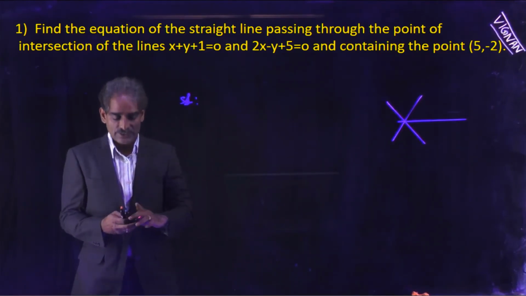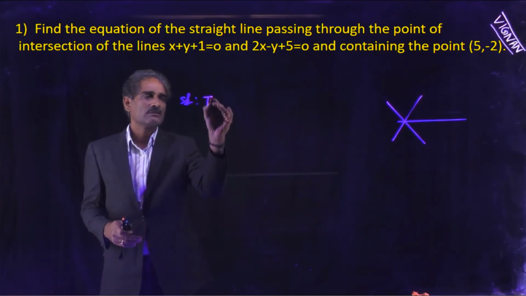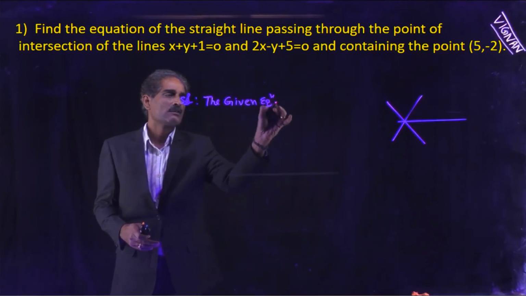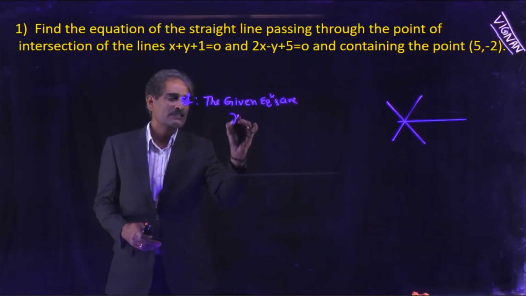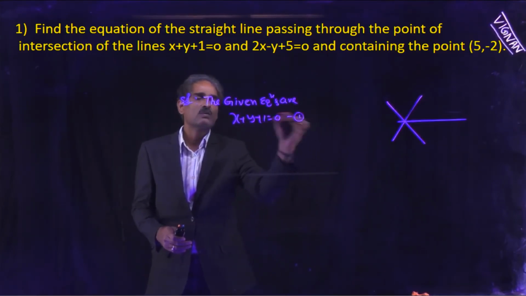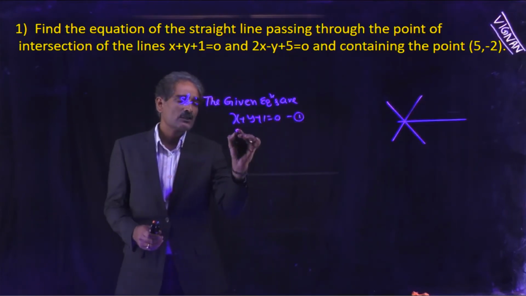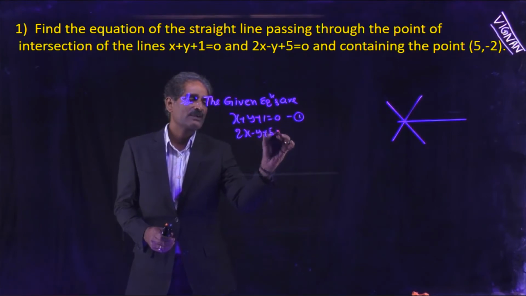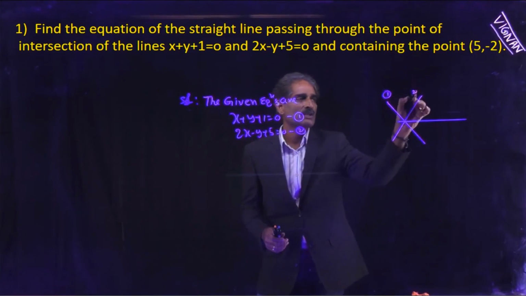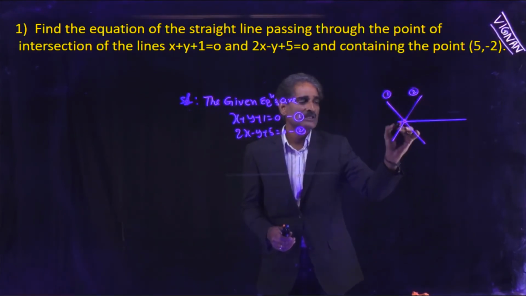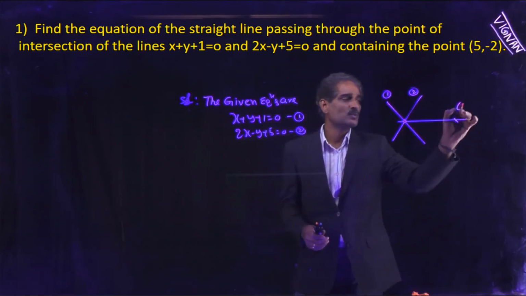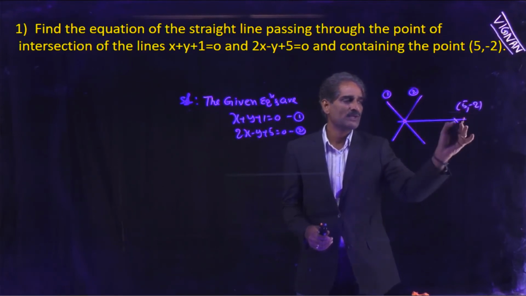Solution. The given equations are x plus y plus 1 equal to 0, this is equation 1, and another one is 2x minus y plus 5 equal to 0, let it be equation 2. The intersection point is this one. This is the line passing through the intersection point and containing the point (5, minus 2). Here we have to find this equation.